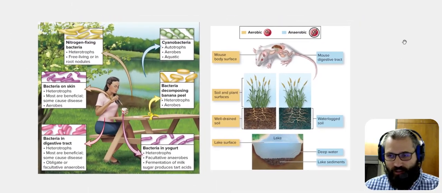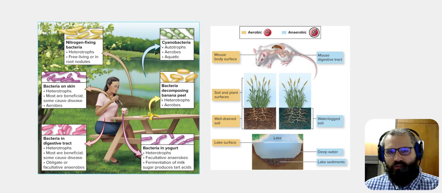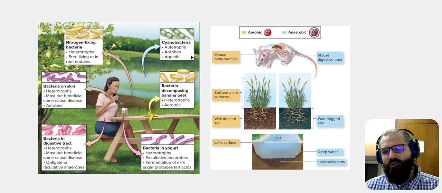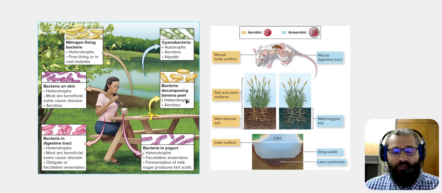We rely on metabolism. For bacteria, depending on what you're doing, so the cyanobacteria, nitrogen fixing bacteria, bacteria on skin, digestive tract, in yogurt, or decomposing banana peel, you are following different metabolic pathways. If you're cyanobacteria, you're autotroph and you're aquatic. If you're a bacteria decomposing banana peel, you're going to be heterotroph, right?